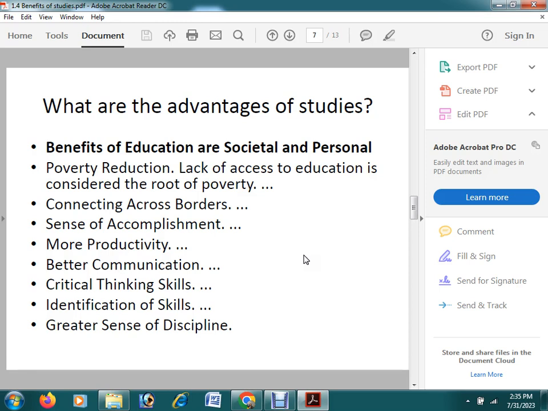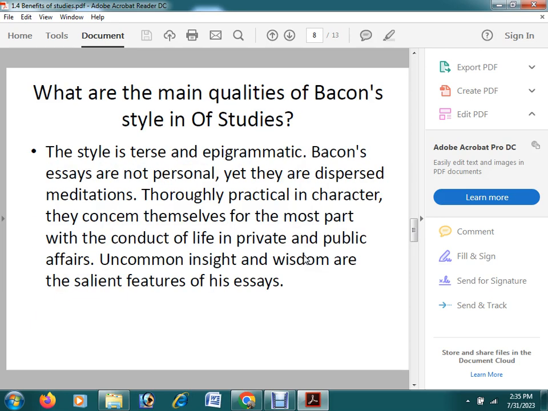So all these benefits you can learn by only one thing. What is that? Reading, that means study. That is the benefit of studies. These are some practical uses of studies.